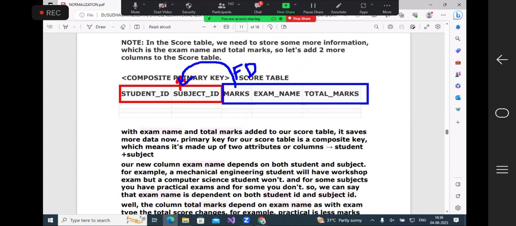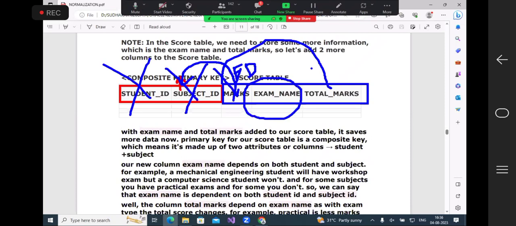Understand now? Nowadays you can see competitive examinations also have preliminary and mains. Preliminary examination marks and mains examination marks are both considered as a total. In that total, what you obtained is your merit. So here tell me, total marks does not depend on marks, does not depend on subject, does not depend on student. It depends on what now? Examination name.